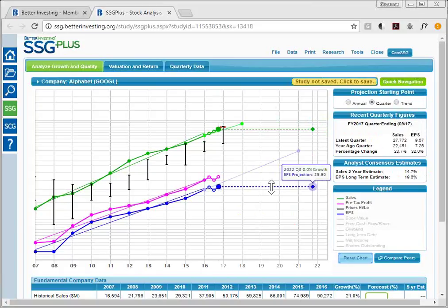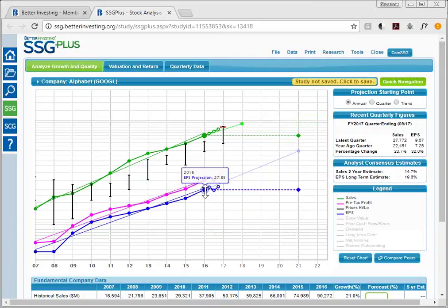Here's that live view of that projection line start point. And what that's doing is, see this dotted line where my projection is? Right now, mine's attached to the quarter. I'm projecting from the latest quarter. I can change that and project from the last annual, and see now that dot starts here. I can project from the latest trend line. Not much different in this case.